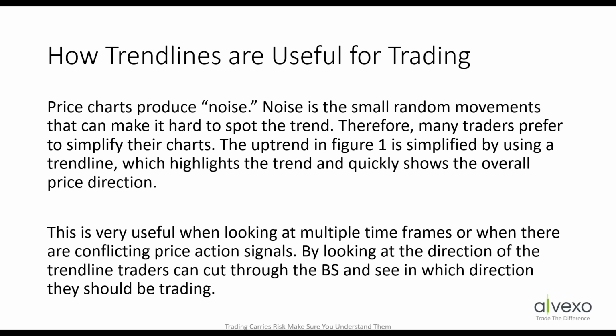Now, price charts produce a lot of noise. A lot of times we don't see the trend, or we don't see that the trend is over because of all this noise. Noise is the highs, the lows, the higher highs, the lower lows, the candlesticks, the jaggedness up and down, because price moves all the time. It is always moving. So noise is the small random movements that can make it hard to spot a trend. Therefore, many traders prefer to simplify their charts. And a trend line will help clean up your chart, will help you delineate and see the clear price movement.